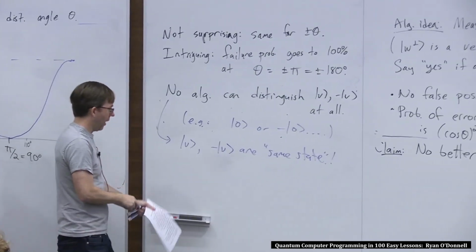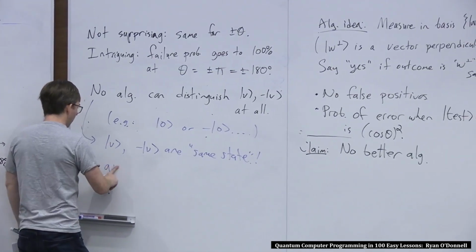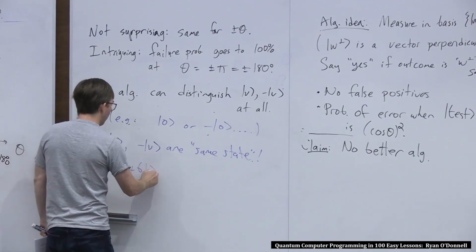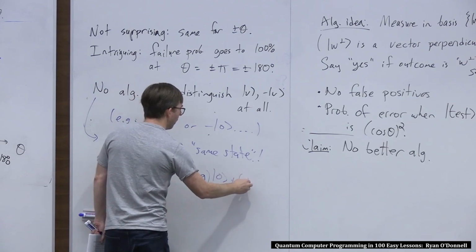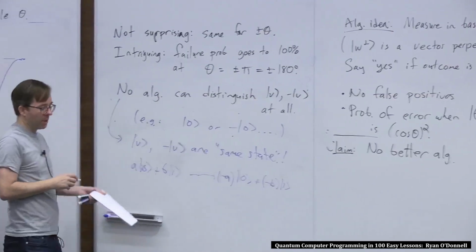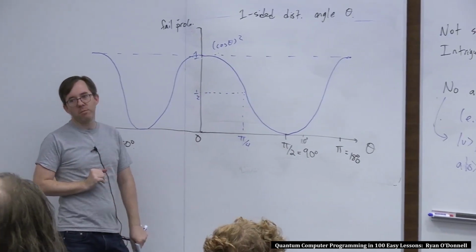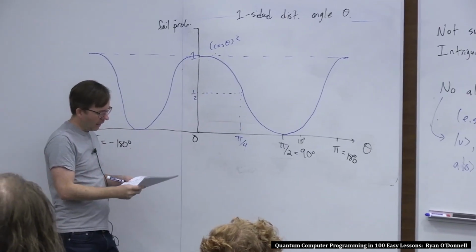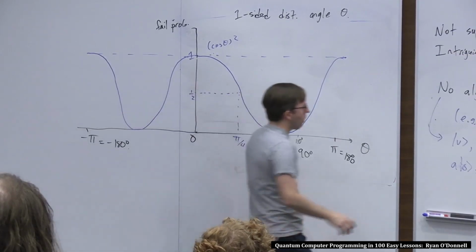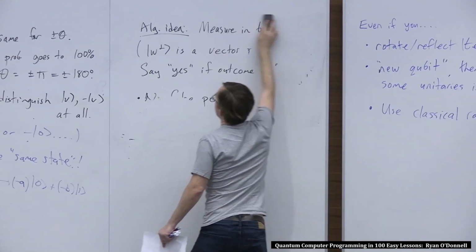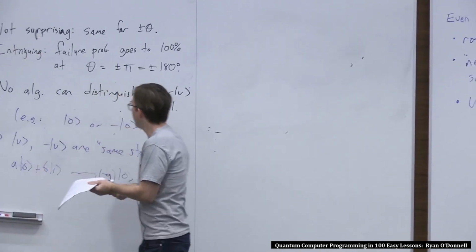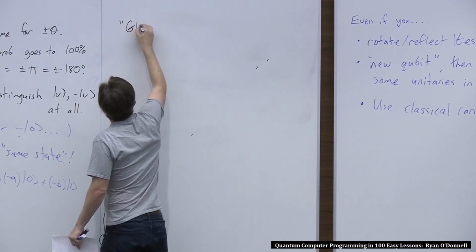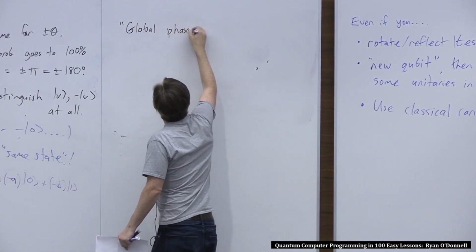If you take a state like a ket 0 plus b ket 1, and you change it to negative a on ket 0 and negative b on ket 1, it's like multiplying all the amplitudes by negative 1. This is also the same state. This fact sometimes goes by a name, which I'll tell you even though we're not going to talk about it that much, just in case you ever encounter the phrase: a global phase does not matter.